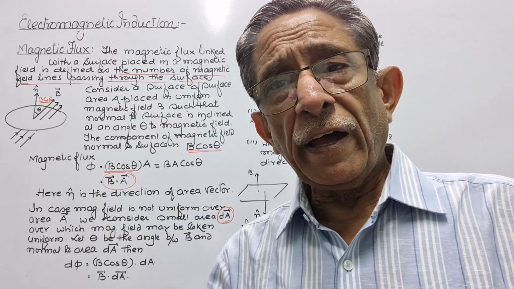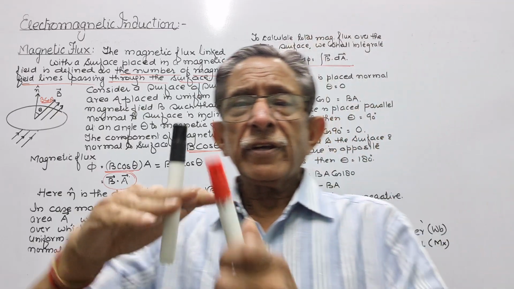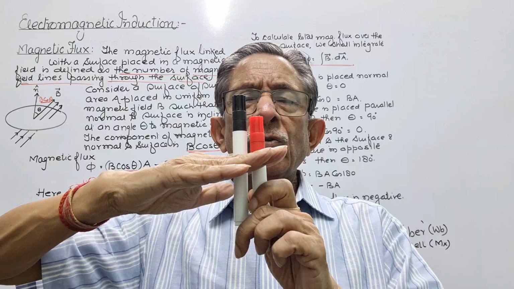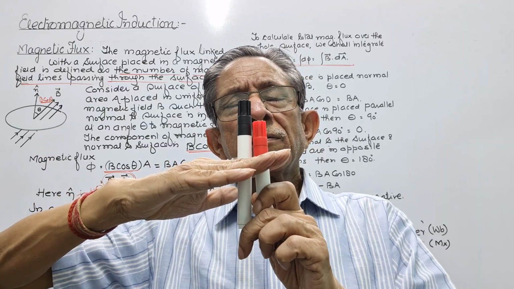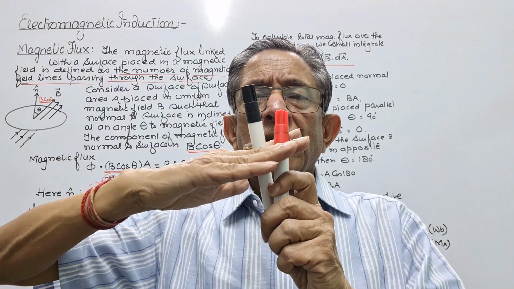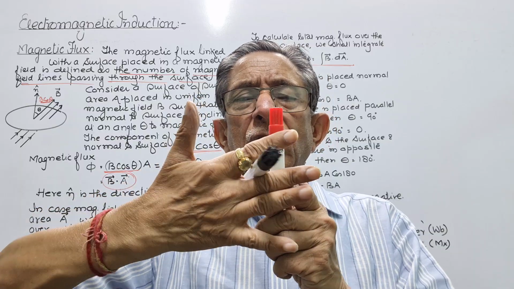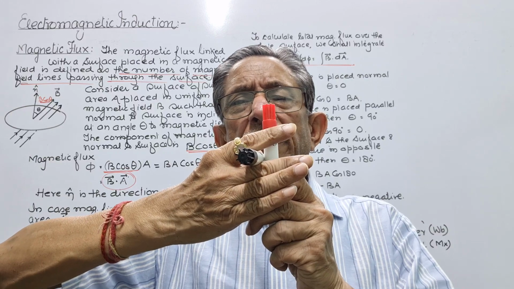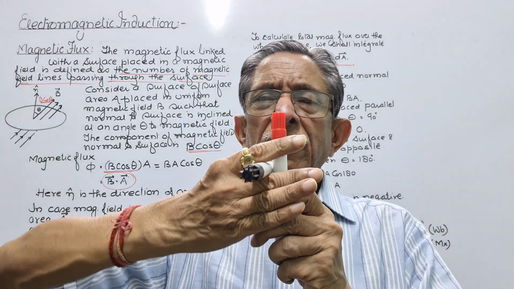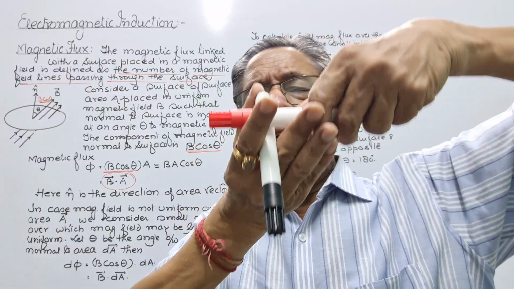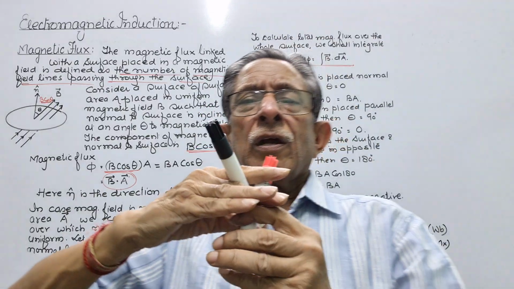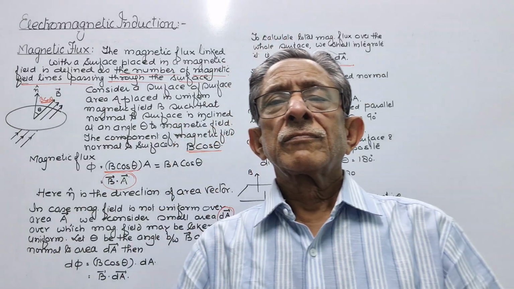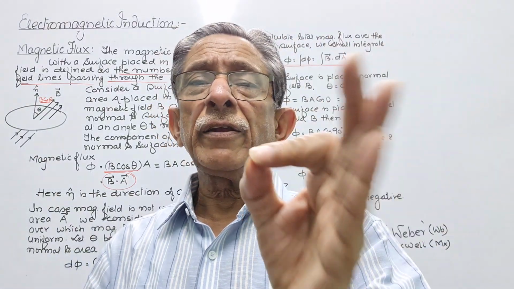So keep in mind, a very important point: when the surface is perpendicular to magnetic field, then magnetic field and normal to the surface are parallel, flux is BA. In this case, when the normal and the surface are normal to each other, that is theta is equal to 90, flux is 0, and if the coil is rotated by 180 degree, then flux is minus BA.